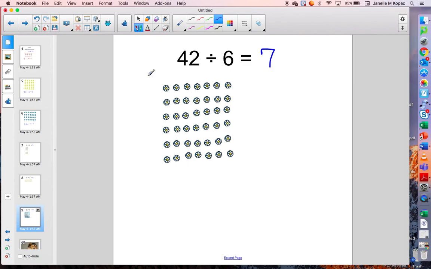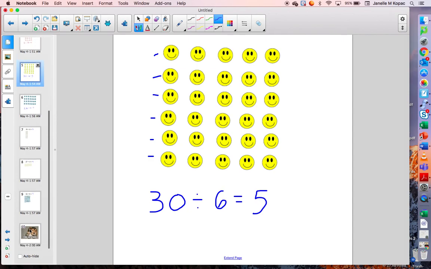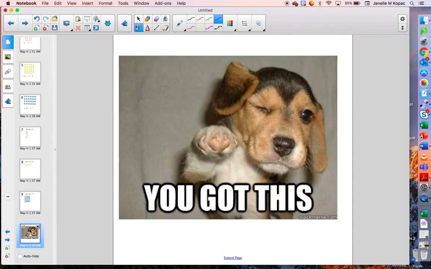So today, when you go into Seesaw and you click the Add Response button, you're going to see some more problems, just like this on the screen, where you will have to make the array and write the answer, or you will see an array and you will have to write the division problem and the answer. So you will see both types of problems. But if you forget how to do this, you can always rewatch this video to refresh your memory.